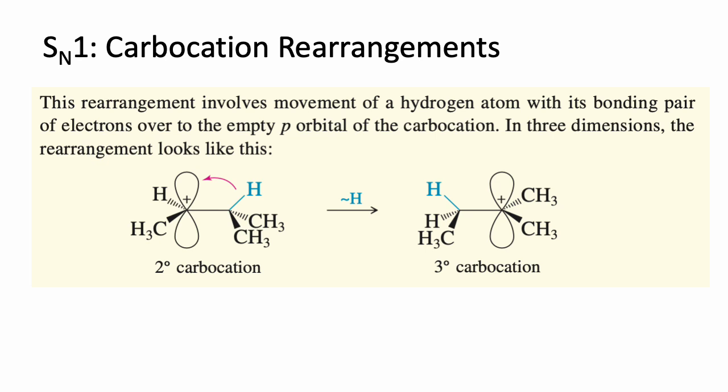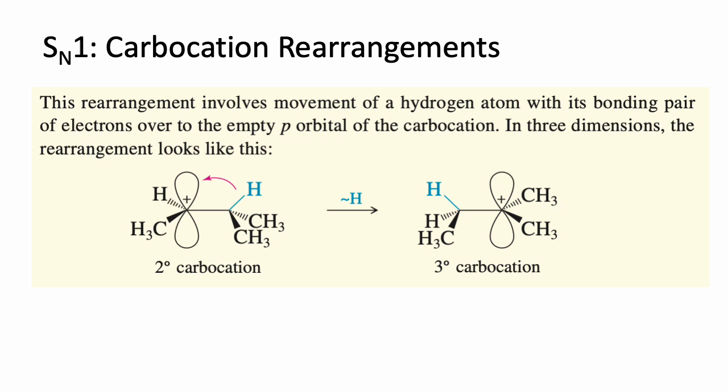The H changes positions, and when that happens, it satisfies the octet of the left carbon, but it breaks the octet of the right carbon, because now the carbon that just lost the H only has six electrons, so it becomes positive. So it's important to draw the arrows correctly when we're indicating a carbocation rearrangement like this.